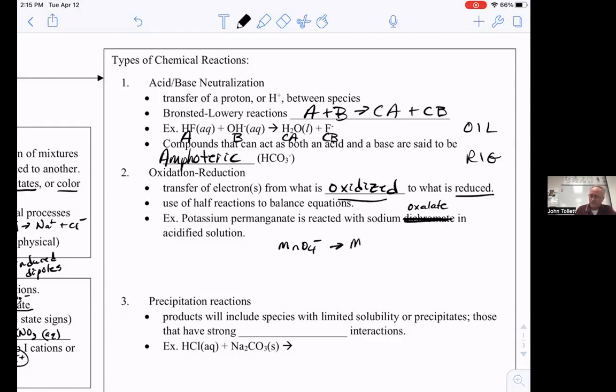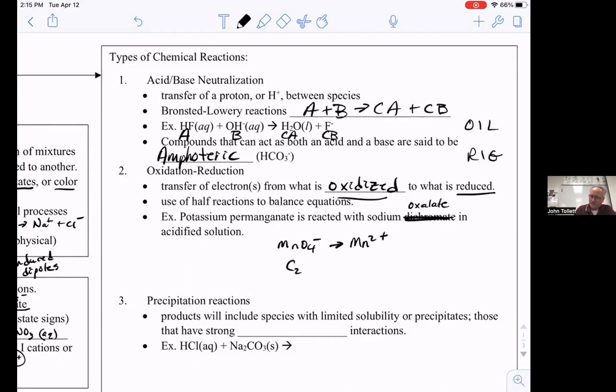And the product here would be Mn2 plus. They will tell you that. And then oxalate is C2O4 2 minus, and it is going to produce CO2. So we would go through and balance it using the same half reaction method that we've used recently, actually.